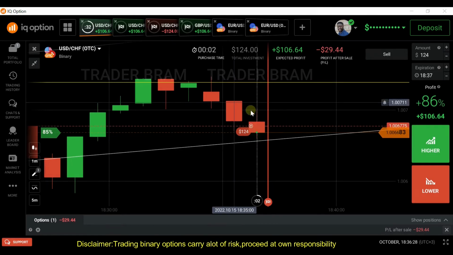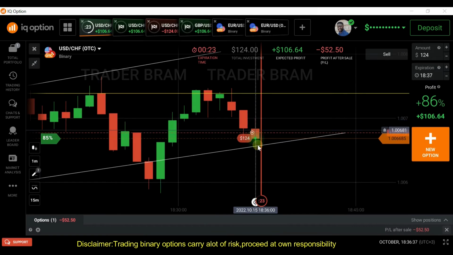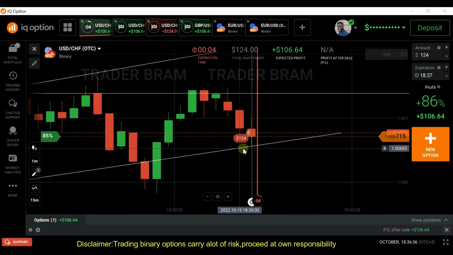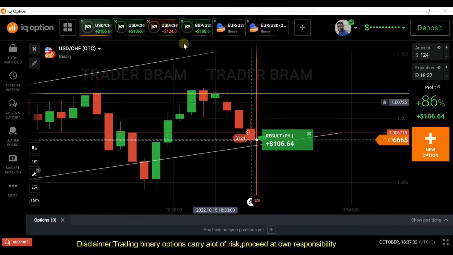Again, on this other live candle, I've seen a rejection, a very strong rejection. And I understand a possible area of support is this upward line. So that's why I've done a put option on this trade. Wait for this candle to close. So we won that trade.